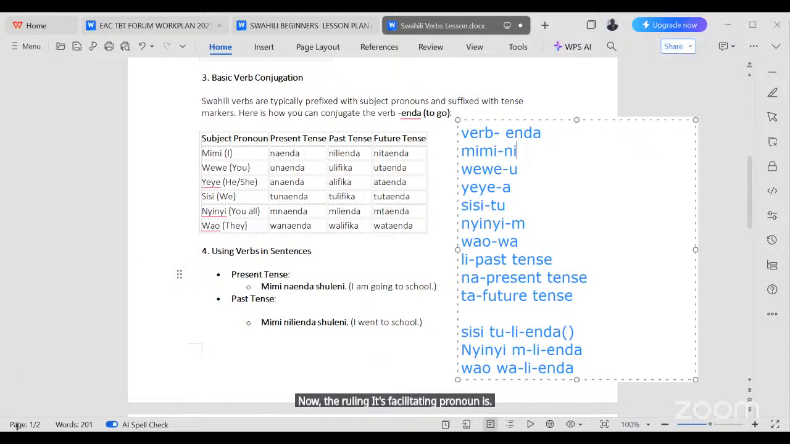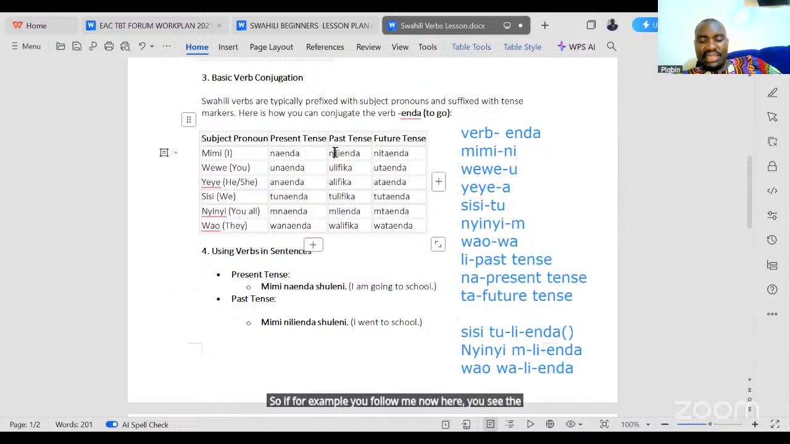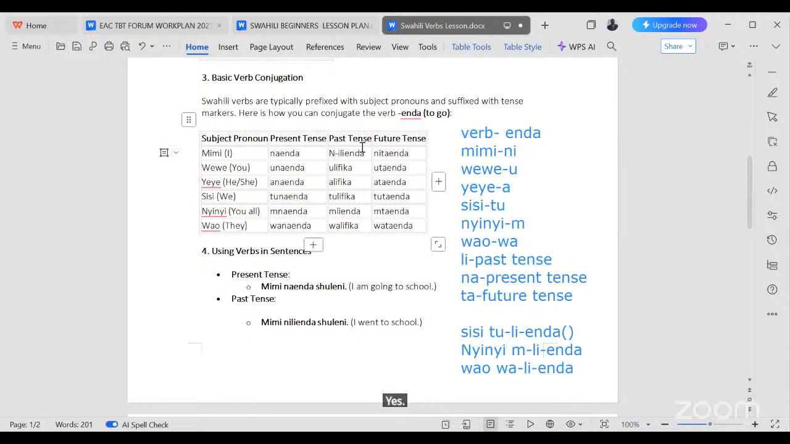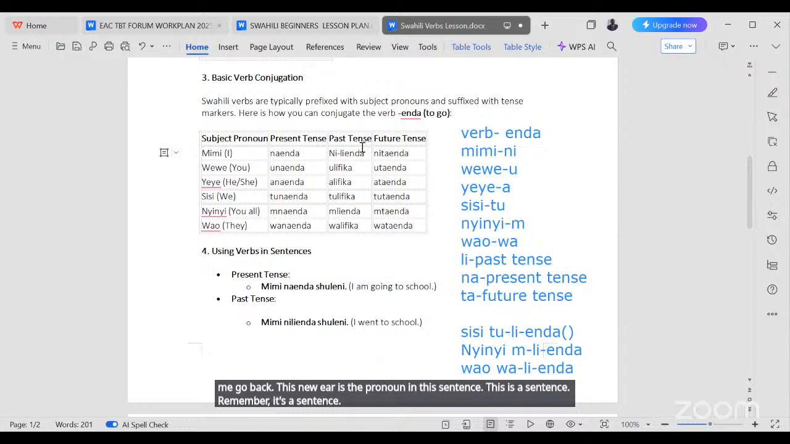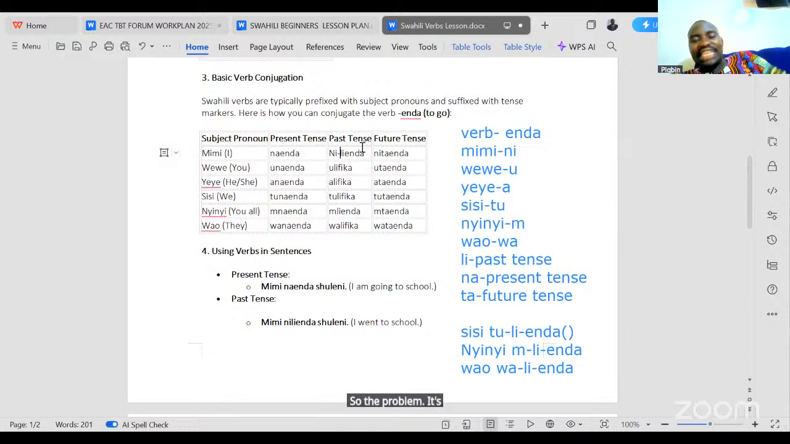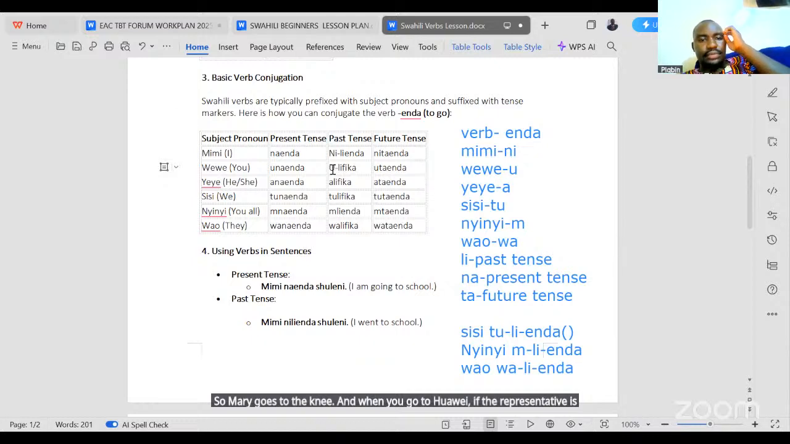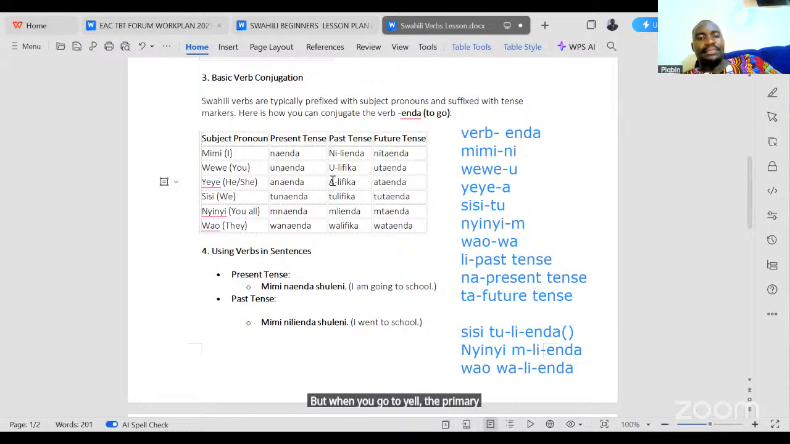Okay. So if, for example, you see the word ni here, let me go back. This ni here is the pronoun in this sentence. Nilienda is a sentence. Oh, okay. So the pronoun mimi is represented by this prefix ni. Nilienda. So mimi goes with ni, and when you go to wewe, its representative is u. Okay. Then when you go to yeye, the pronoun is a.